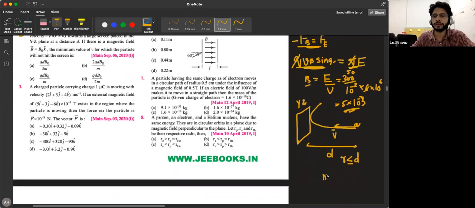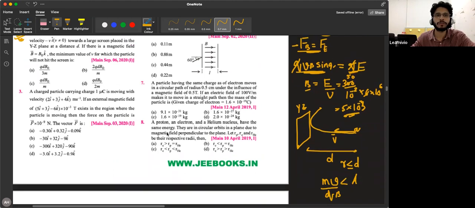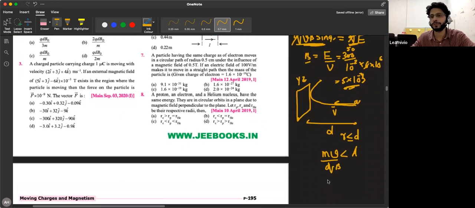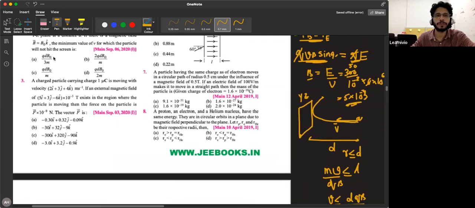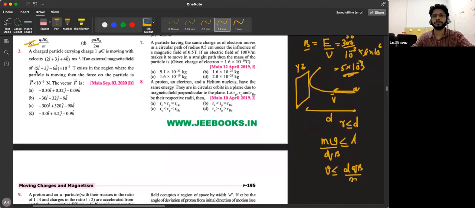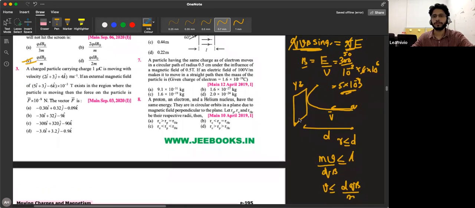So when you take the radius, mv by qB is less than or equal to d. So you can calculate the maximum value of v. You can say that v is less than or equal to dqB by m. Easy concept. Is it clear?